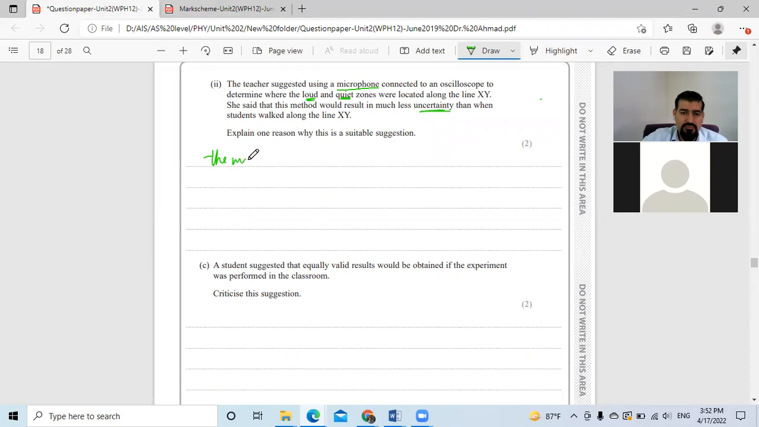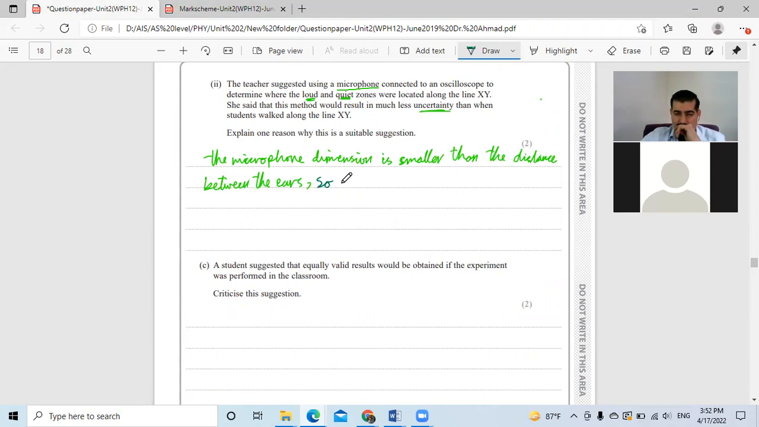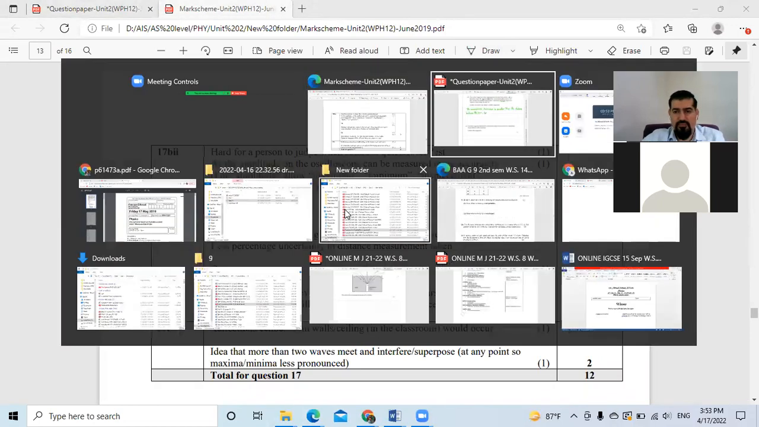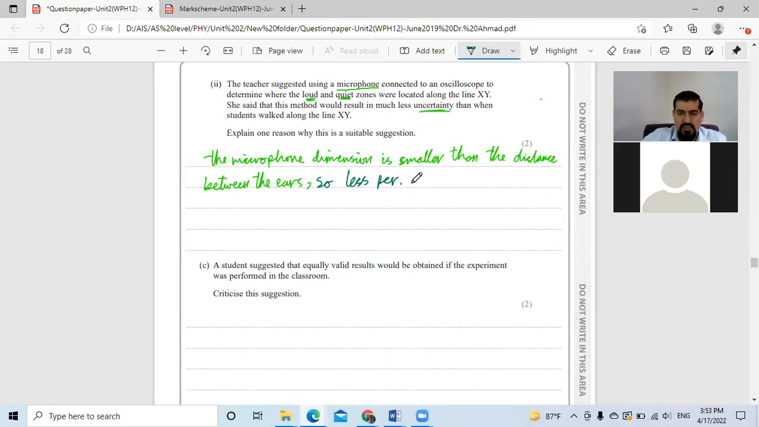The microphone dimension is smaller than the distance between the ears, so less percentage uncertainty of measuring the distance of maxima or minima.